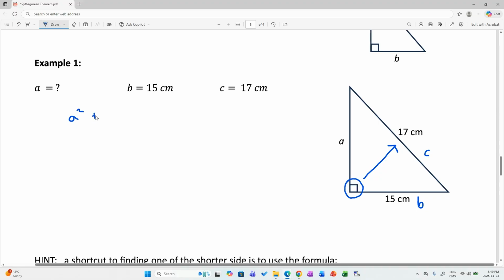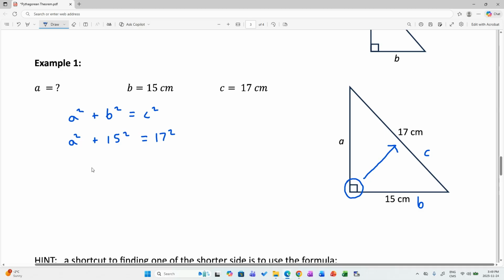We have A squared plus B squared equals C squared. Now we don't know what A is, so I'm just simply going to leave A squared as A squared. I know what B is. B is 15, so I'm going to replace B squared with 15 squared. Now, I also know what C is. C squared is going to be 17 squared instead because C equals 17.